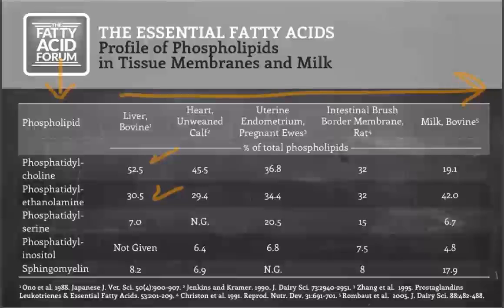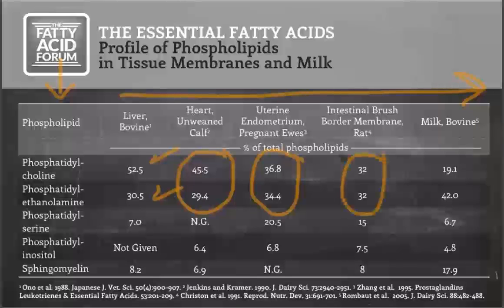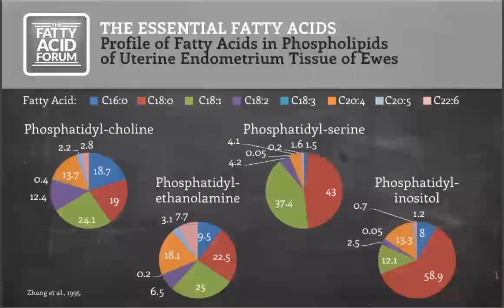These same two phospholipids were most dominant in the heart tissue of unweaned calves as well, about 45 and 29% respectively. These two phospholipids were found in similar dominant concentrations in the uterine endometrium of ewes and the intestinal brush border membrane of rats. In bovine milk, phosphatidylethanolamine was the dominant phospholipid with a significant amount of sphingomyelin. So the point is that the proportion of the phospholipids are different across the different tissues and milk found in animals.